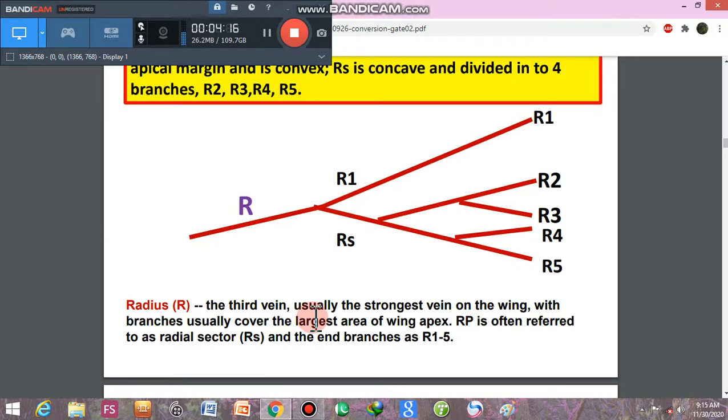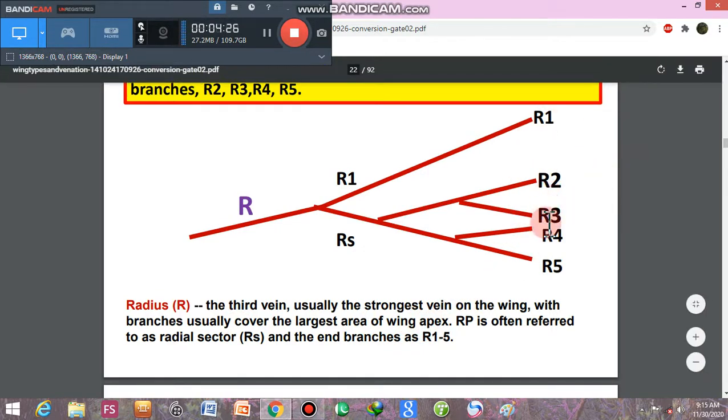Radius, it is the third vein and usually the strongest vein on the wing, with branches usually covering the largest area of the wing apex. Definitely it has large branching, so it covers the large area of the wing apex. RS is often referred to as the radial sector, and the end branches as R1 to R5. Here you can see R1, R2, R3, R4 and R5.